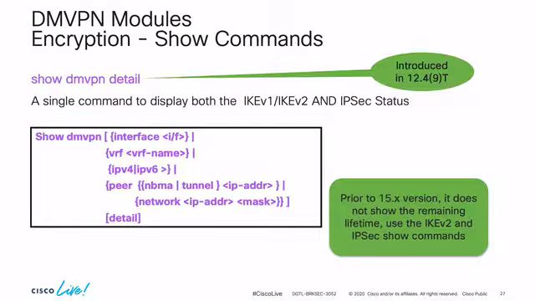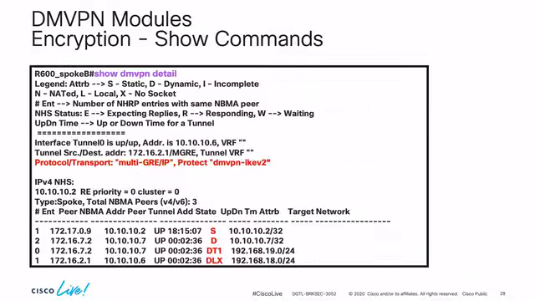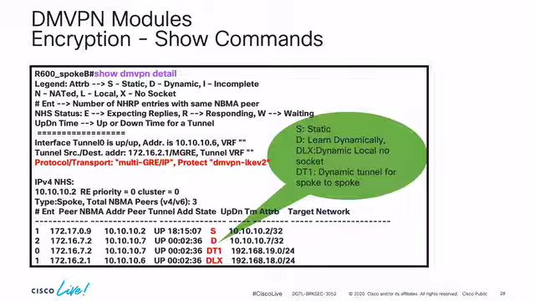So how does an output of the show DMVPN detail actually look? It has information about all of the NBMA peers and the tunnel status, whether it is up or down, information about how long it's been up, and it also has information about how exactly we've learned about this particular peer. I'm going to talk about this in detail when I get into the NHRP module.